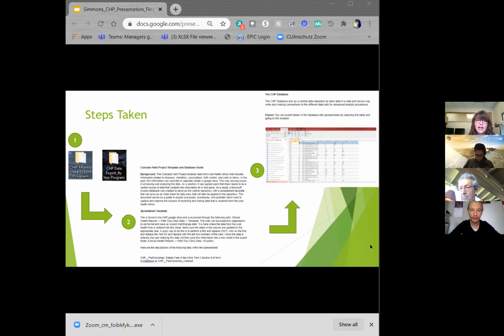We also created a step-by-step instruction manual on how to use the Access database and put data in, as well as a data dictionary that said what each term is referring to so that it was very clear.